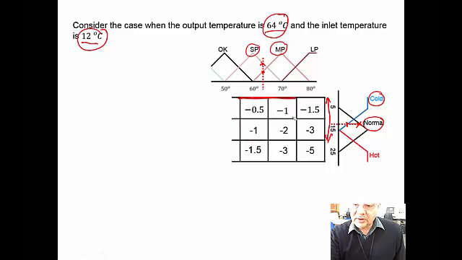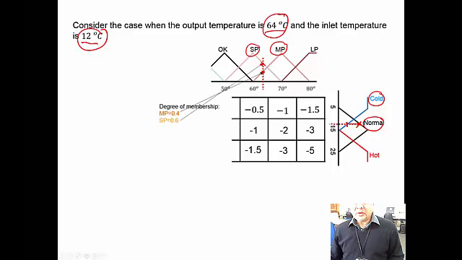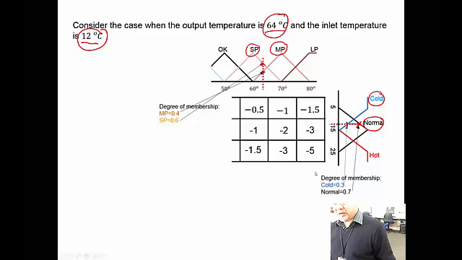Actually, if I delete this, you will find that it's in the presentation. So I'm showing here the membership values. 64 degrees belongs 0.4 in medium positive and 0.6 in small positive. Similarly, an inlet temperature of 12 degrees belongs 0.3 in cold and 0.7 in normal. And that's the effective part of the table I need.